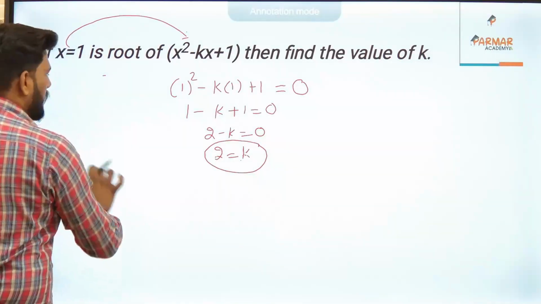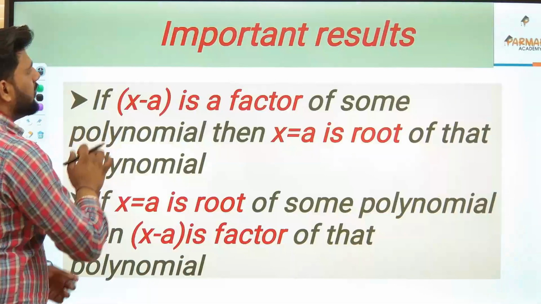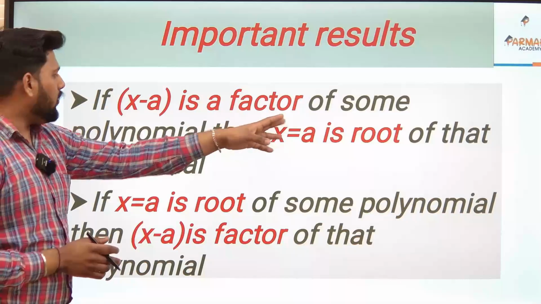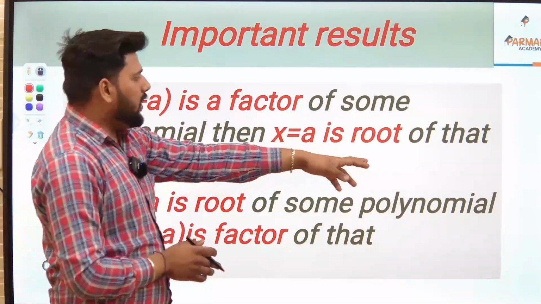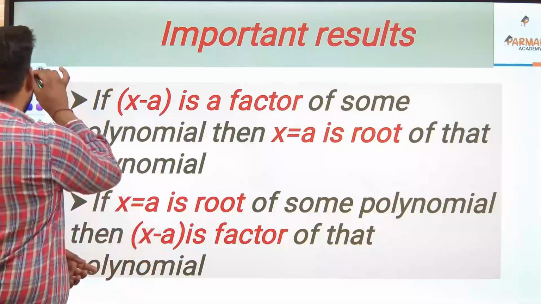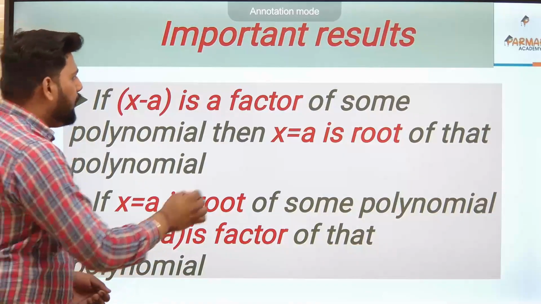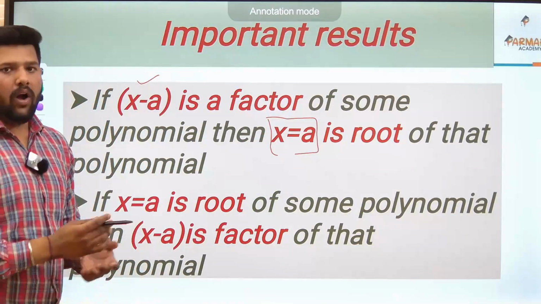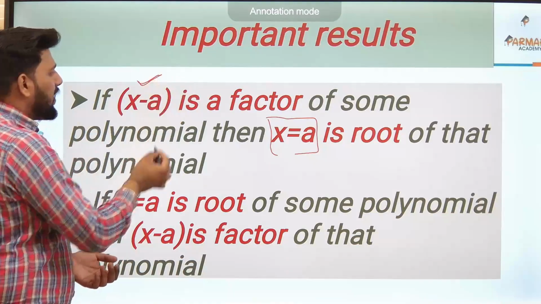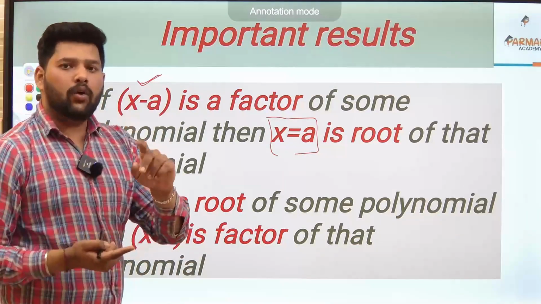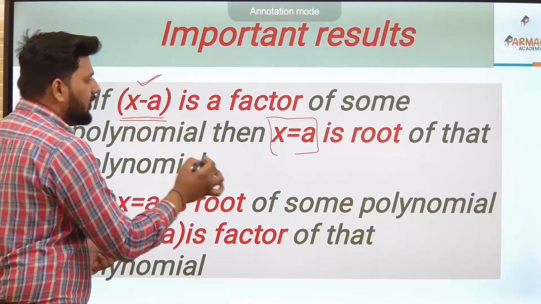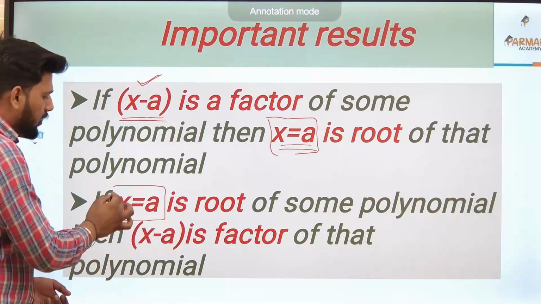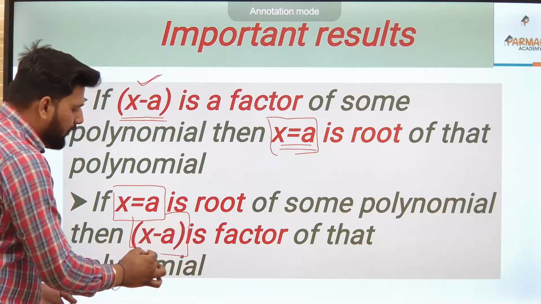The next is important results. The first result is, if x minus a is a factor of some polynomial, then x is equal to a is the root of that polynomial. What does this mean? This means that if you have a root, you will easily find the factor. Or vice versa, if you have a factor x minus a, you will also have one root. If x minus a is the factor, x is equal to a is the root. And the opposite is, if x is equal to a is the root, x minus a is also the factor.